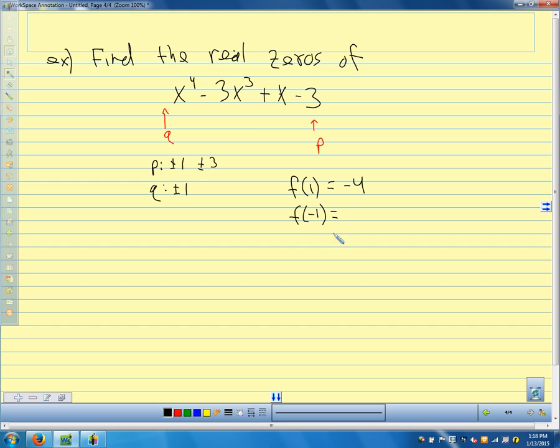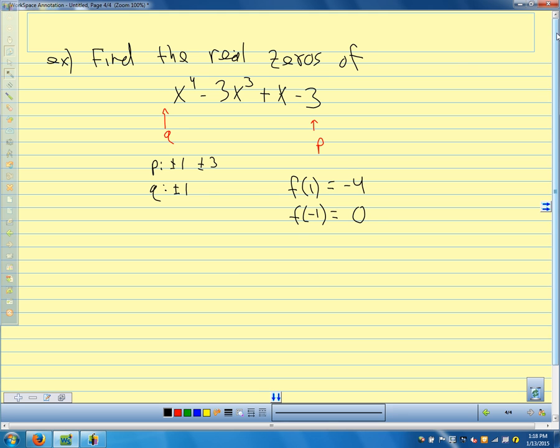All right, let's try f of negative 1. Change the sign on the odd exponents. So 1 plus 3 is 4. Minus 1 is 3. Minus 3 is 0. So there's one of our real zeros, f of negative 1.